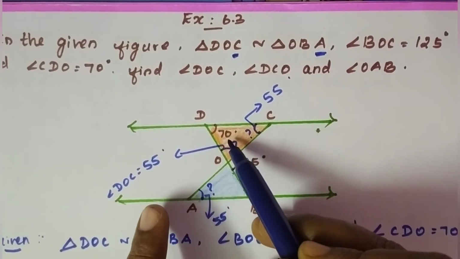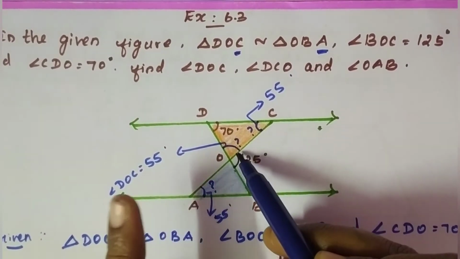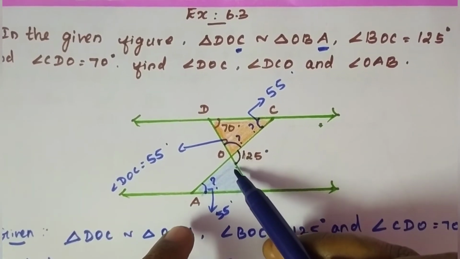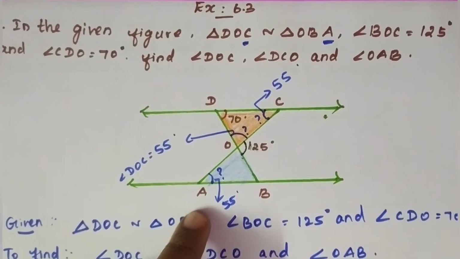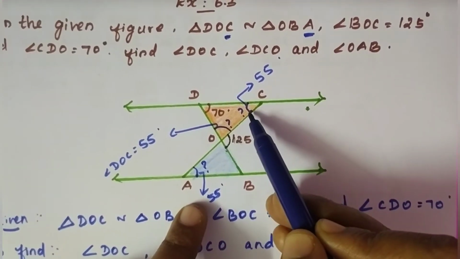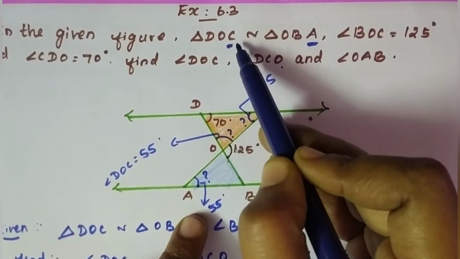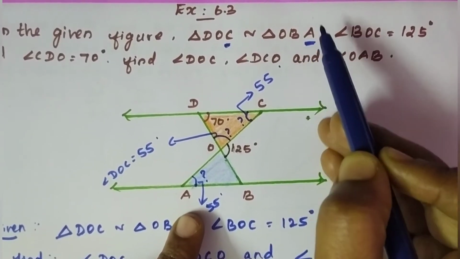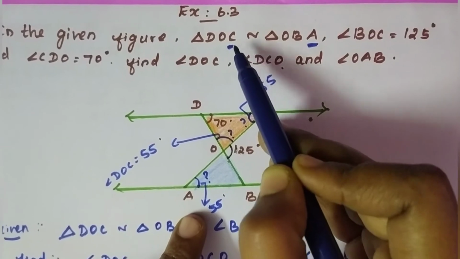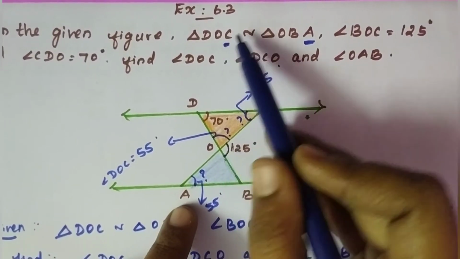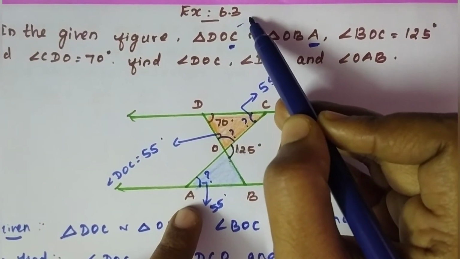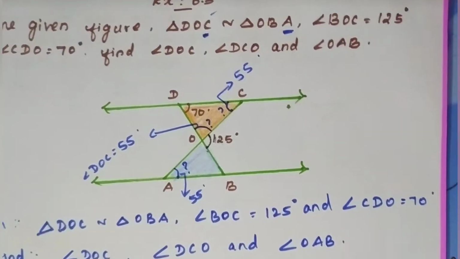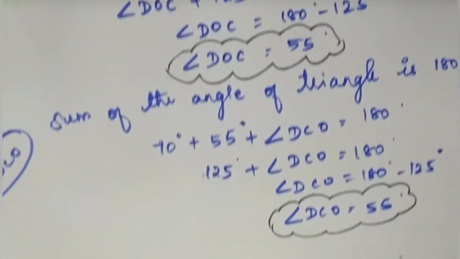Clear? So 70, 55, 55. Here 70, 55, 55. Clear? So this one is find the corresponding angle. We have to find the value of angle A. The corresponding angle is C. So since the angle is 55 degree for C, the angle A is also 55 degree. That only we are going to write here.